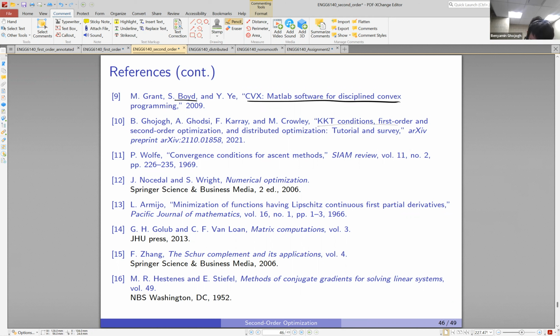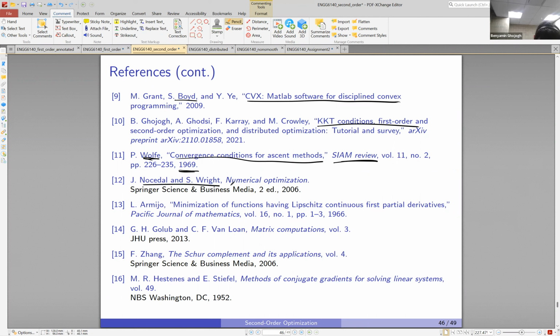And this is our tutorial on optimization, which has the material here. Also, Wolfe's paper in 1969, published in SIAM Review. Again, SIAM, a very important journal. Convergence conditions for ascent methods. This is Wolfe conditions, the paper for Wolfe conditions.